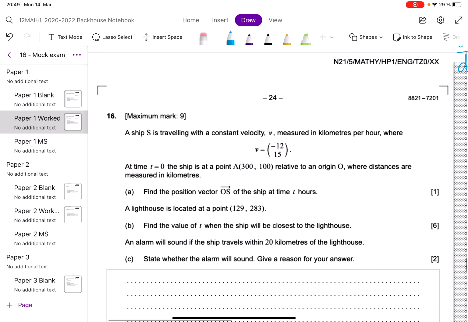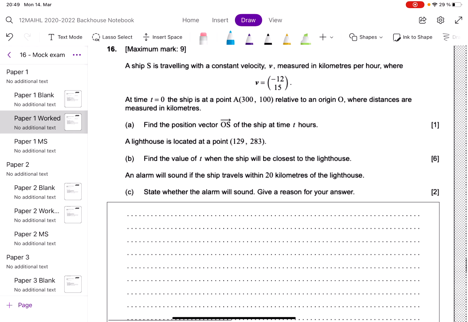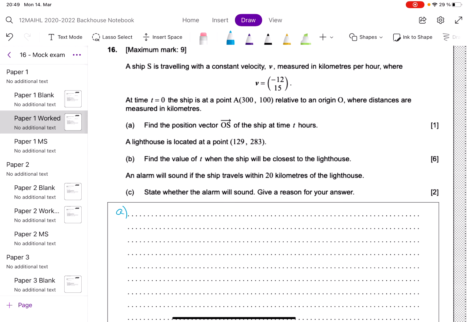Okay, question 16, what have I said here? I've said go through question 16. Okay, most people started pretty well with this one. I think this is probably the last one we're going to look at, actually. So, position vector OS. Right, this is given by its initial position, 300, 100, plus its velocity times time. That's 12 over 15. Okay, a lighthouse is located at a point 129, 283.